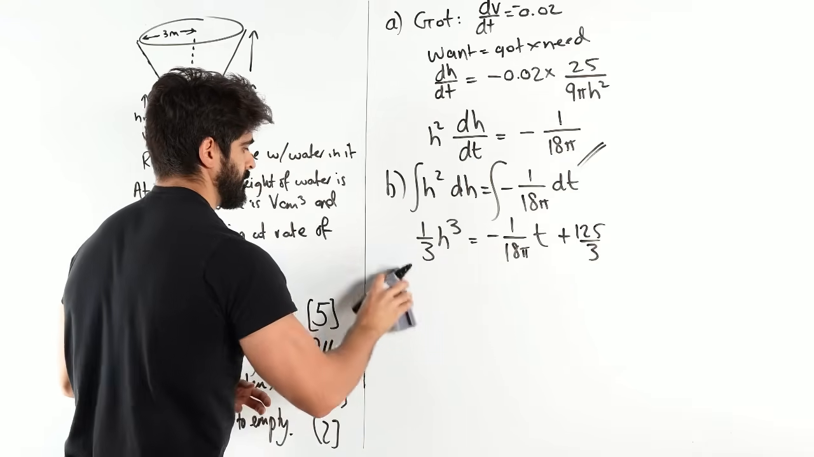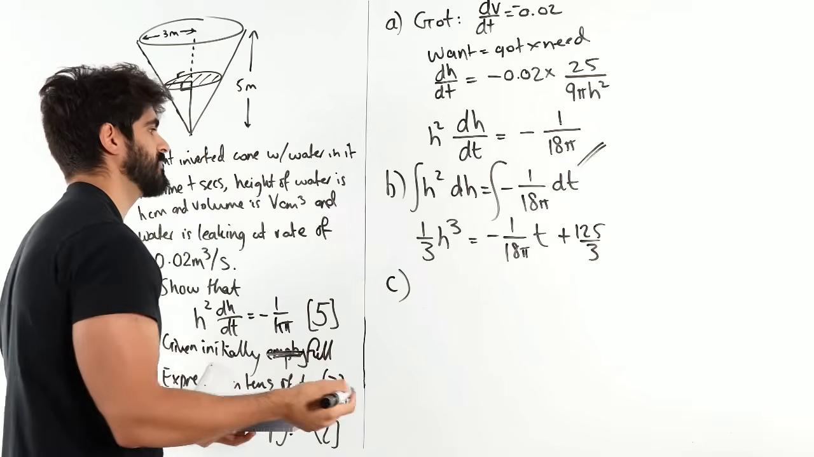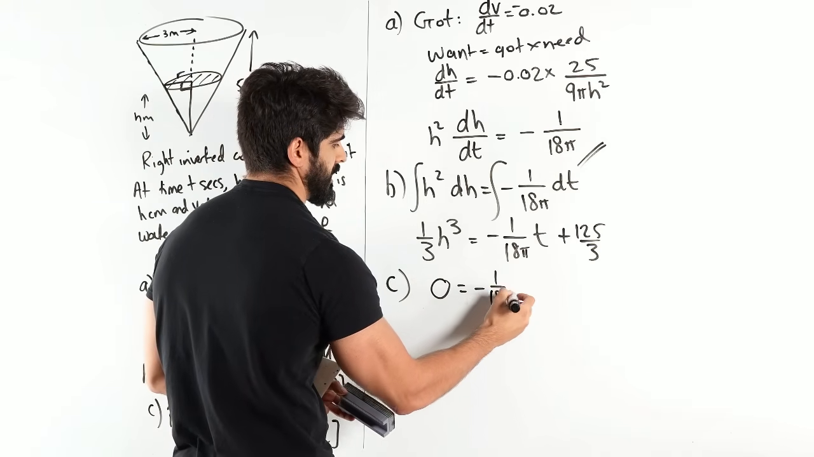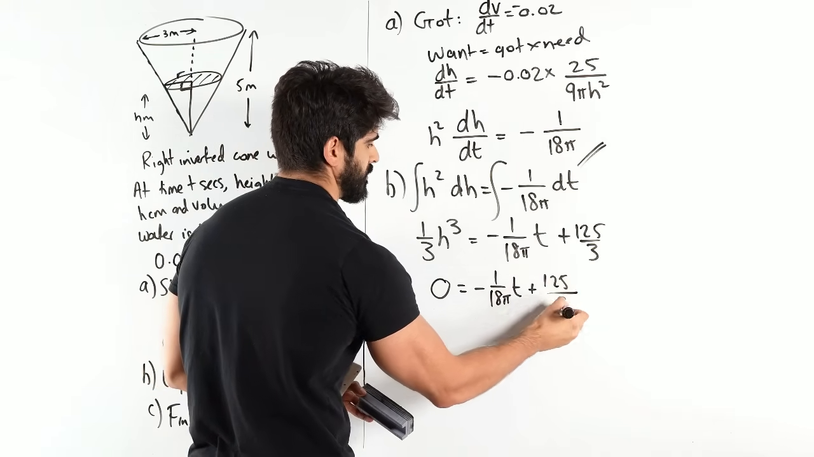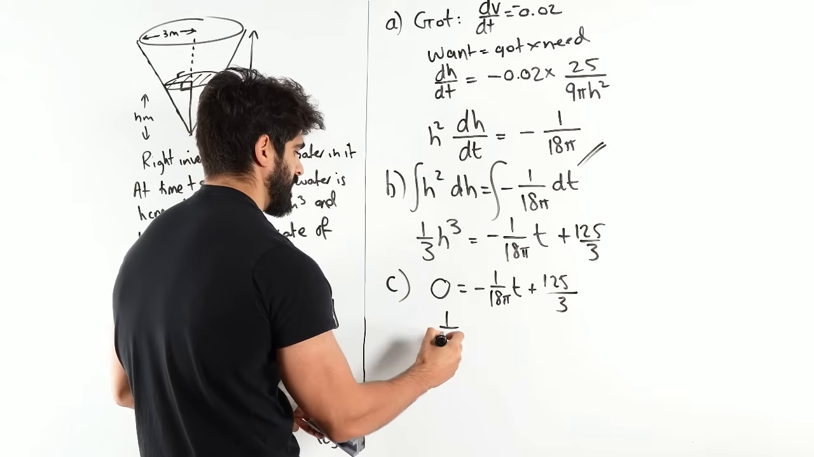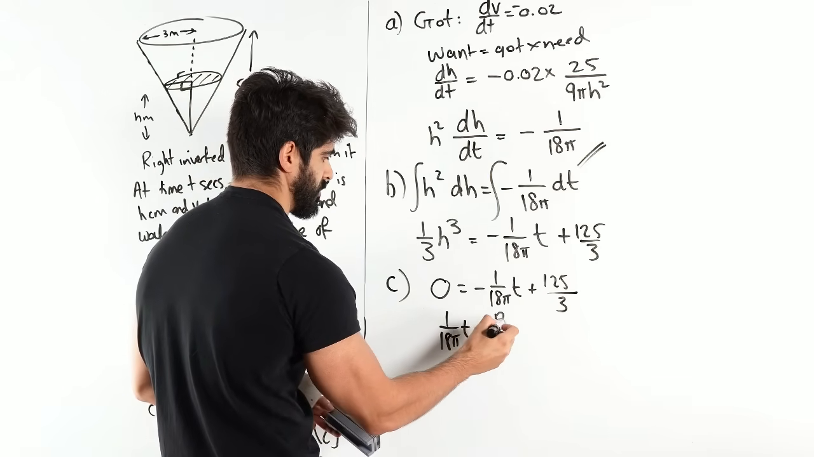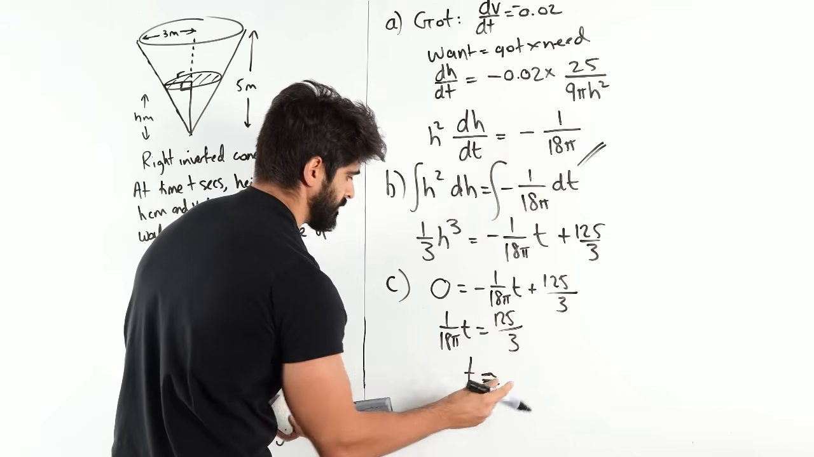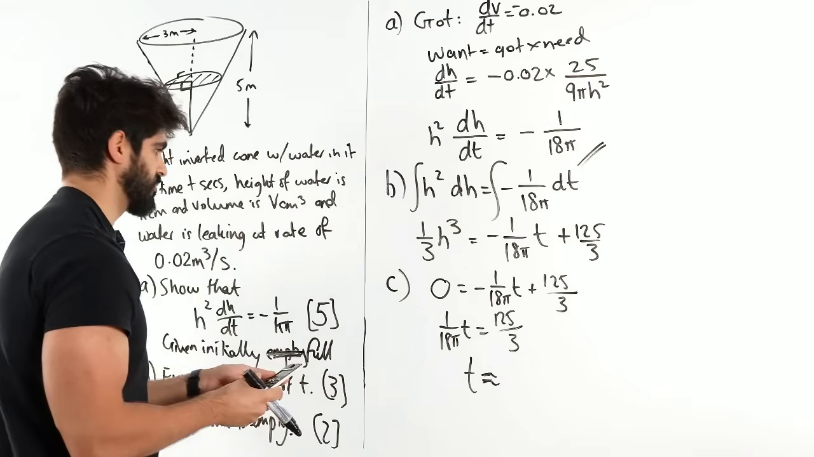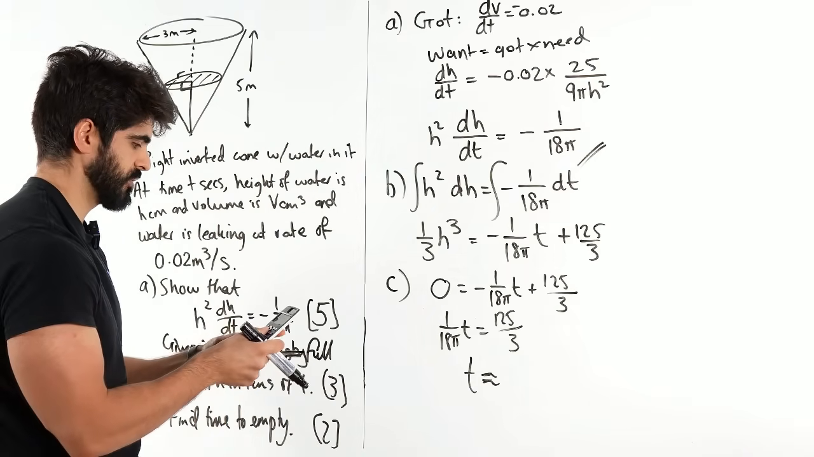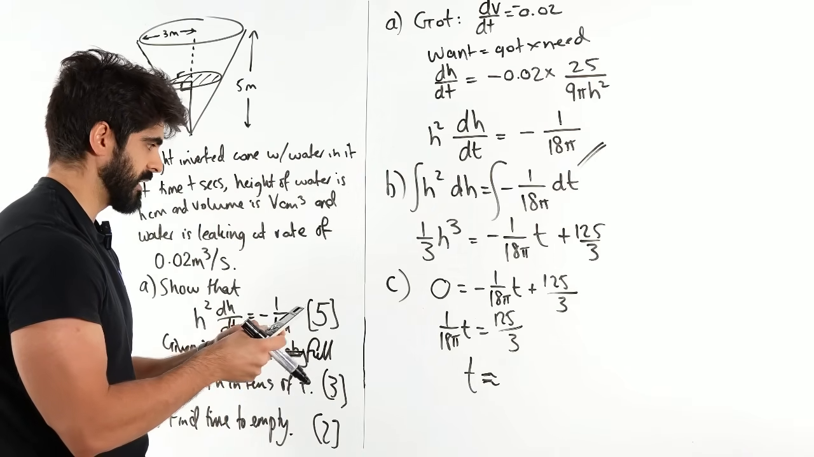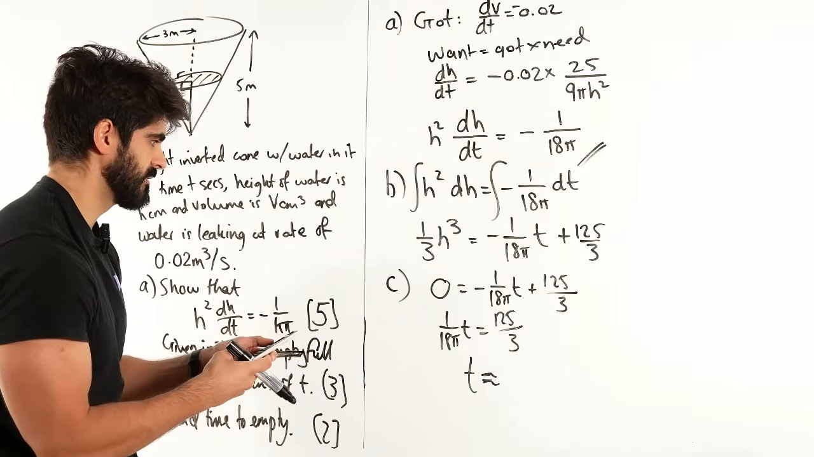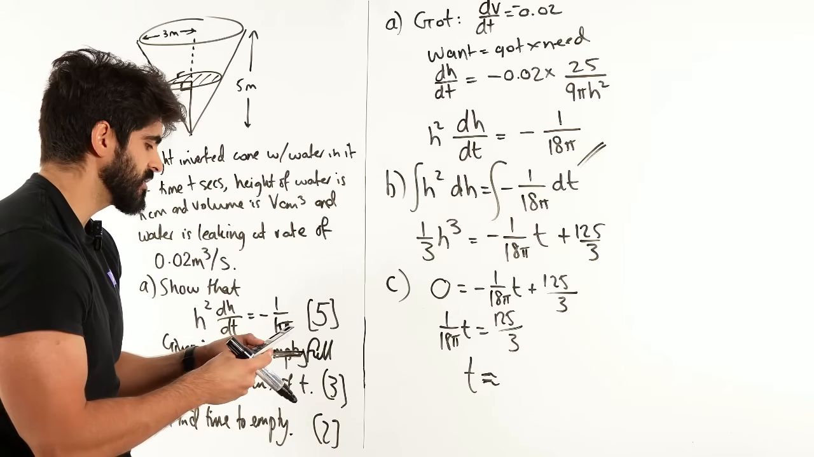And then find the time to empty. That is when h is 0. So we have 0 is minus 1 over 18 pi t plus 125 over 3. So we have 1 over 18 pi t is 125 over 3. t is approximately, I don't think it wanted it in seconds or anything like that. So we have 125 over 3 divided by 1 over 18 pi, or you're just timesing it by 18 pi. Oh, I just get 750 pi.